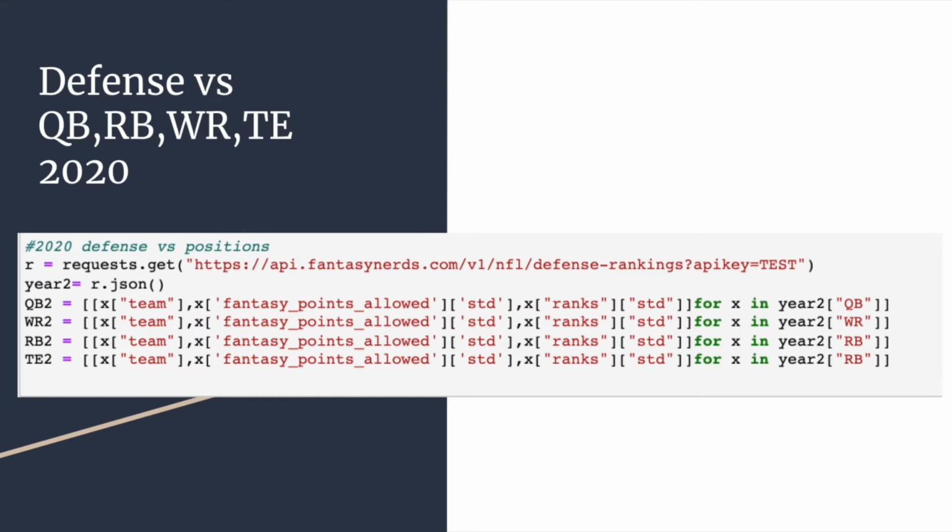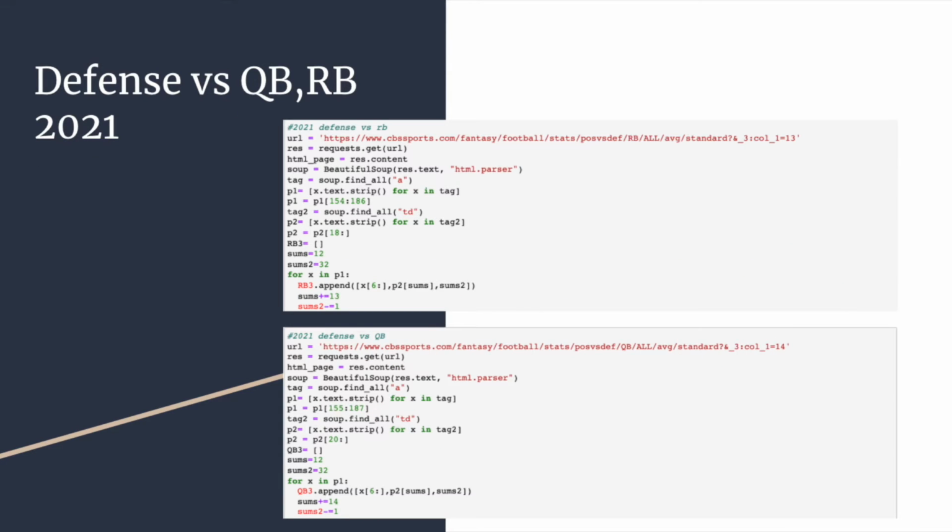For 2020, we used an API rather than HTML, so we requested the data, converted it to JSON, and used a dictionary format to get the data that we wanted. So we got the team, the fantasy points allowed, and the rank for each position: quarterback, wide receiver, running back, and tight end for the 2020 season.